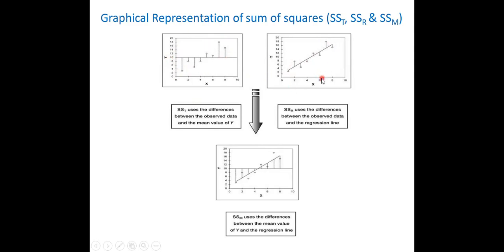You will see that when we compare the mean as the model and the regression line as the model, those points are, on average, closer to the regression line than to the mean line. It shows that, yes, the mean is poor in predicting the value of the outcome.